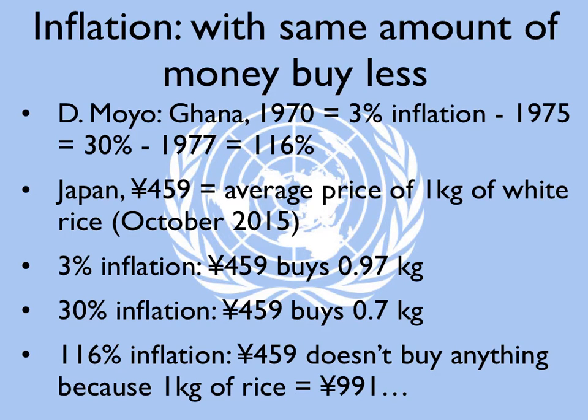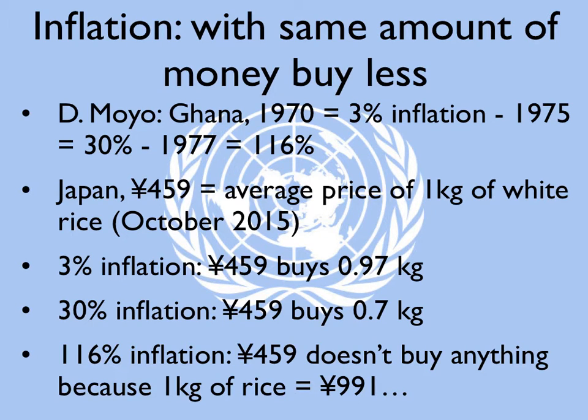So let me explain what that would mean for us nowadays. Inflation means that with the same amount of money you buy less, right? So again, if we use the inflation level of Ghana in the 1970s and look at the situation in Japan. So let's say that we focus on rice because this is the basic food in Japan. So the average price of 1 kilogram of white rice in Japan in October 2015 is 459 yen. Right? So with a 3% inflation, the same inflation as Ghana in 1970, it means that with the same amount of money, 459 yen, you would be able to buy 0.97 kilogram. So just about the same amount, right?